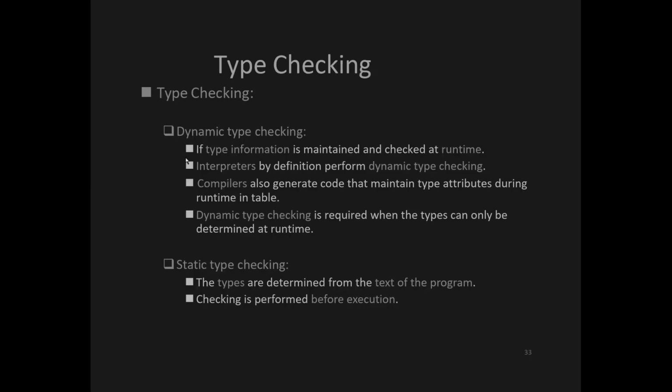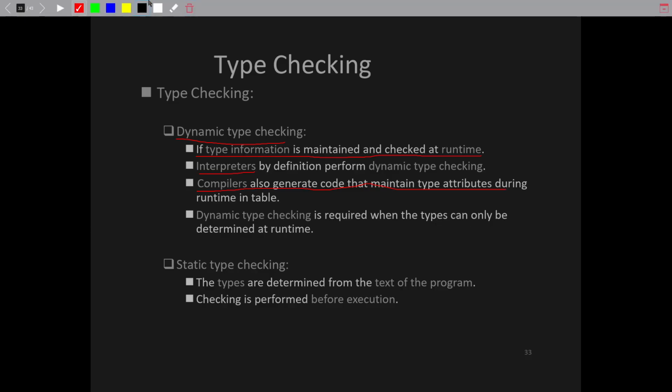Type checking. We saw more or less what this is about, but let's just read it. If type information is maintained and checked at runtime, then that's dynamic type checking. And it's done by interpreters. Now, compilers also generate code that maintains type attributes during runtime in the table. But dynamic type checking is only really required when the types can only be determined at runtime, and you can't do that before runtime, okay?